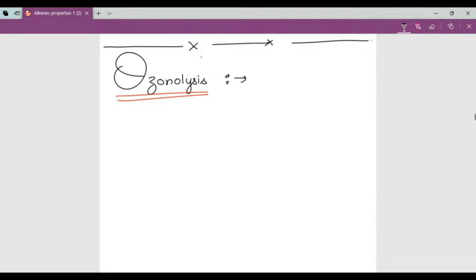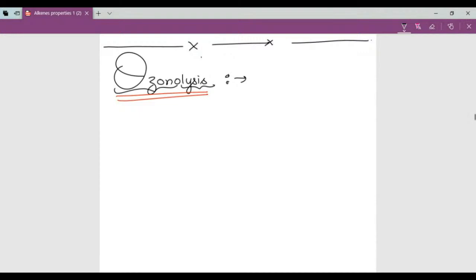Now, what is this ozonolysis? As you can see from the word ozone-lysis, it is the bond fission with the help of ozone. Ozonolysis is the bond fission with the help of ozone.